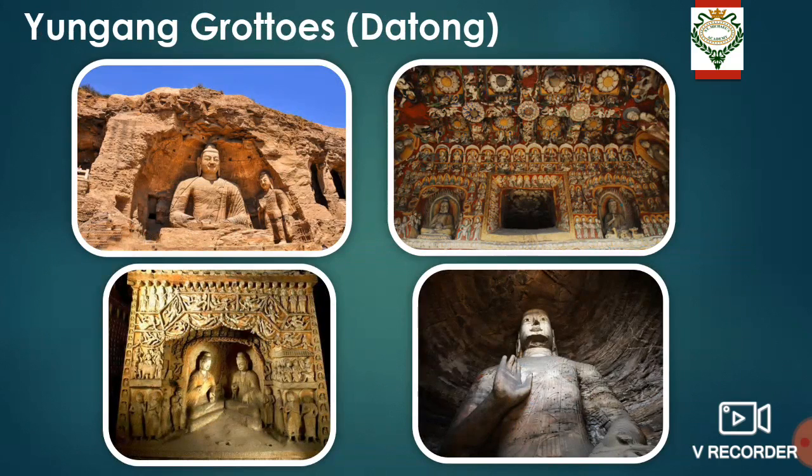The next one is Yungang Grottoes. Yungang Grottoes represents the outstanding achievement of Buddhist cave art in China in the 5th and 6th centuries. It was not only listed as one of the top 4 great grottoes in China but inscribed as a UNESCO World Heritage Site in 2001. So here you can see the artwork that is present inside this cave.